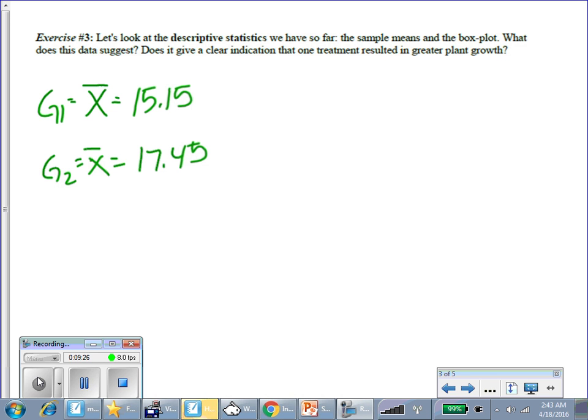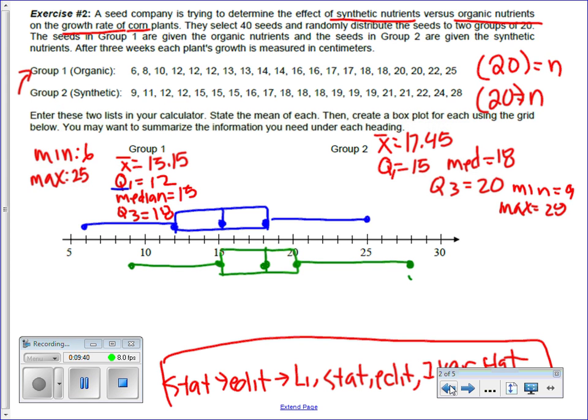Remember, group 2 was the one that had synthetic nutrients, and group 1 was the one that had organic nutrients. Okay, if we also look at the box and whisker plot, that will give us some information. So the box and whisker plot, we're just comparing, like, what are we noticing between group 1 and group 2? This was group 1 on top, this was group 2. I said group 3, sorry, group 1 and group 2.